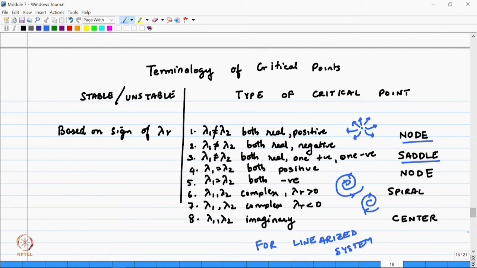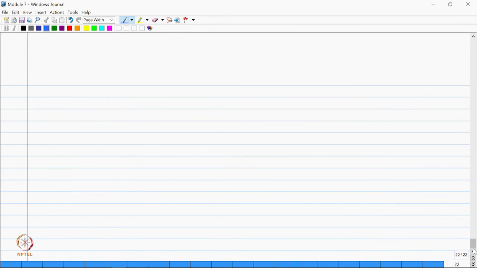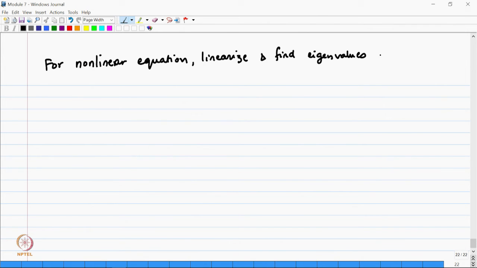However, now for the nonlinear system, what is the nature of critical points? I won't go into this in too much detail, I'll just mention it. For a nonlinear equation, you can still linearize. So, we linearize and find the eigenvalues of the linear system. You can only find eigenvalues of the linear system, because only in the linear system you have the matrix.